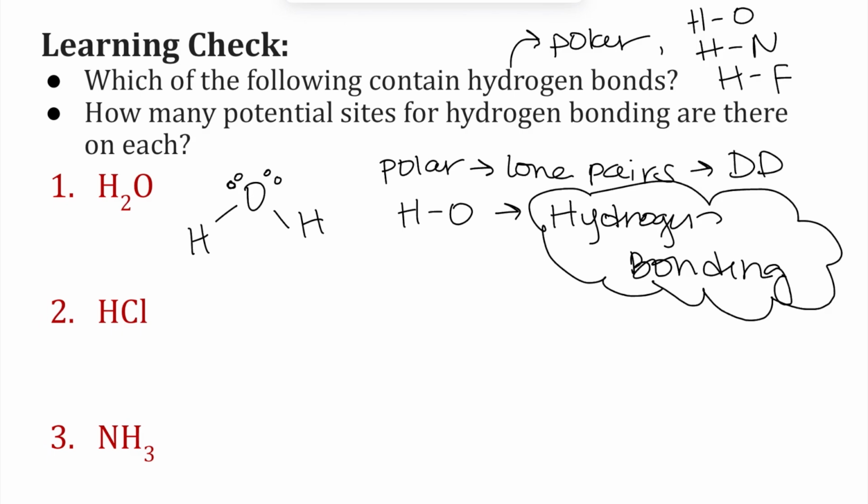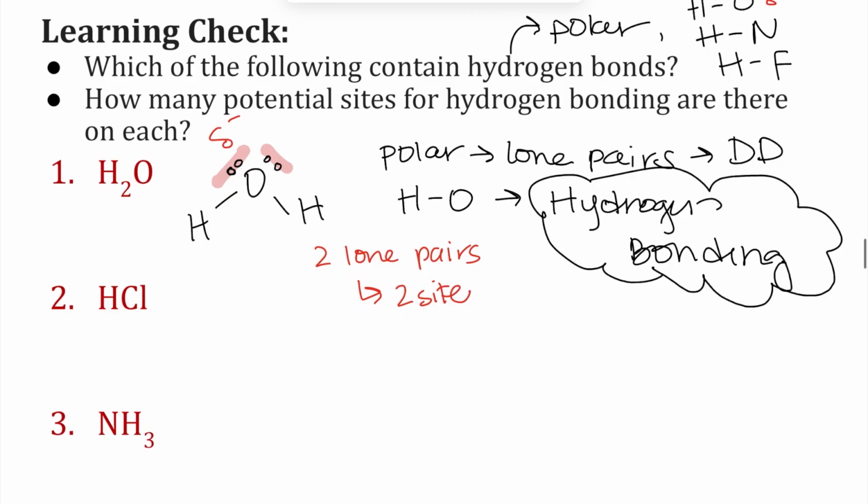How many sites for hydrogen bonding? Well, my oxygen is more electronegative. And so on that electronegative oxygen, I have two lone pairs, which means that I have two sites where those could bond to hydrogens in other molecules.